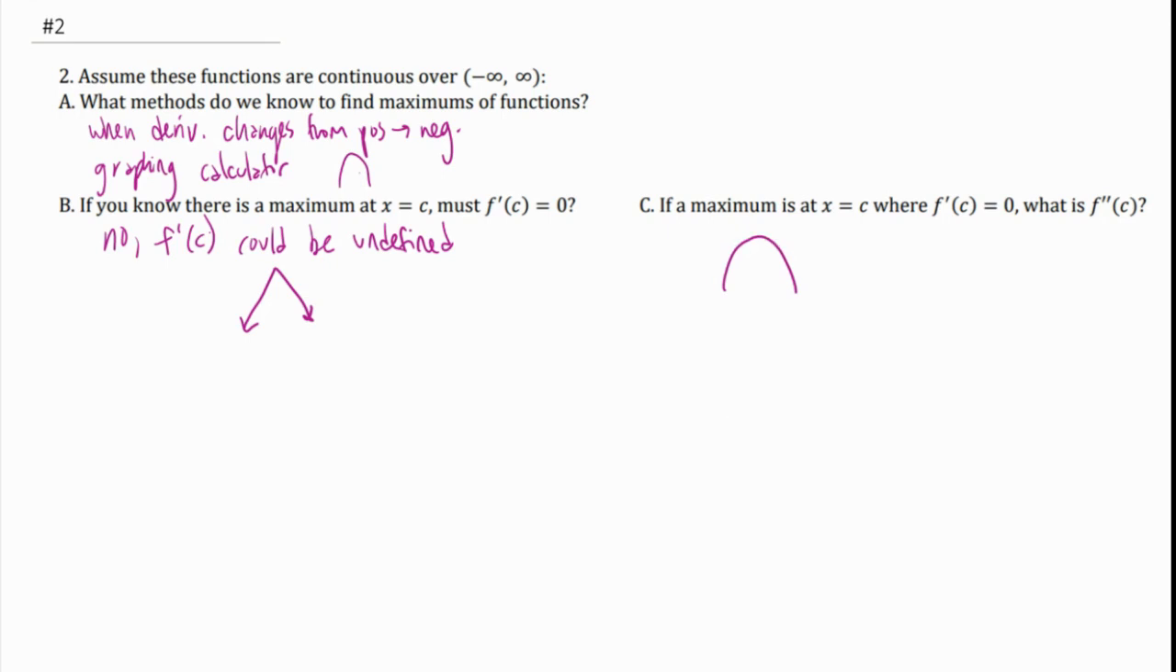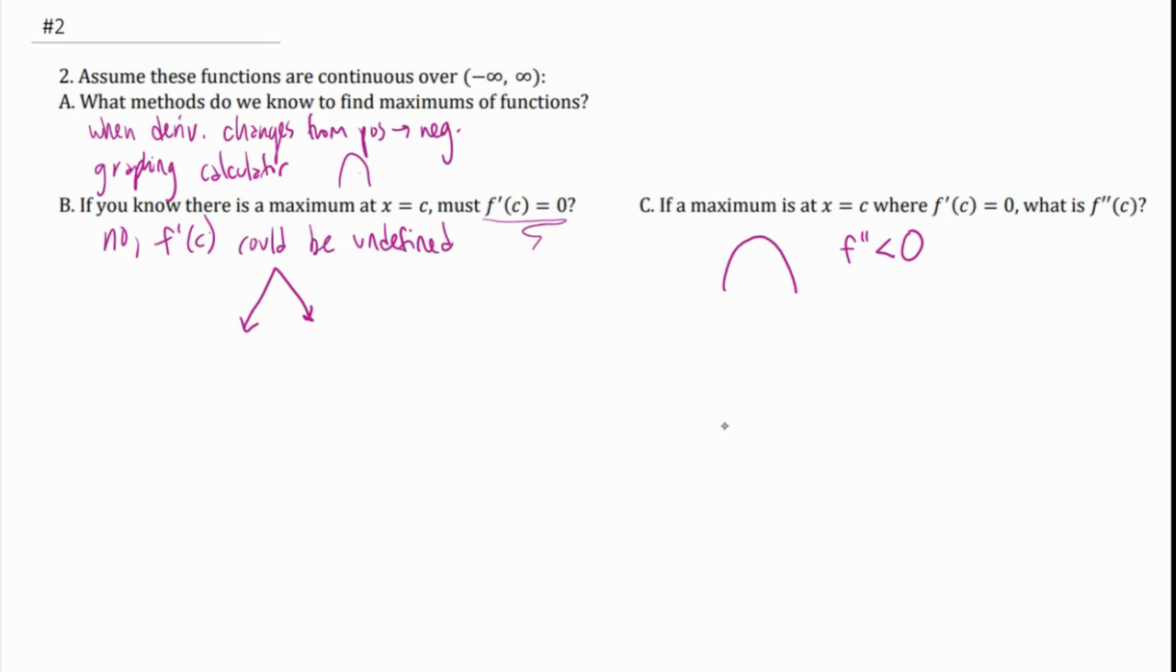What is f double prime of c? Well, you can see from my picture, my function is concave down. So if f is concave down, then f double prime is negative. Okay, both of these points are going to be really important to this chapter. So understanding that if you have a maximum, it's when f prime of c is equal to 0 or undefined. That's why this is not enough to justify a maximum or a minimum.